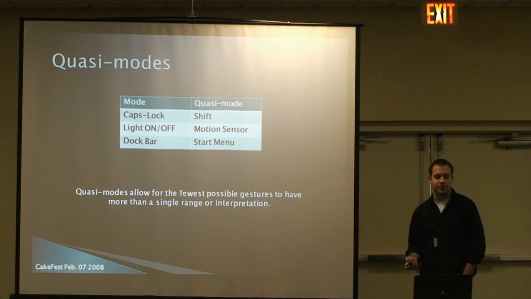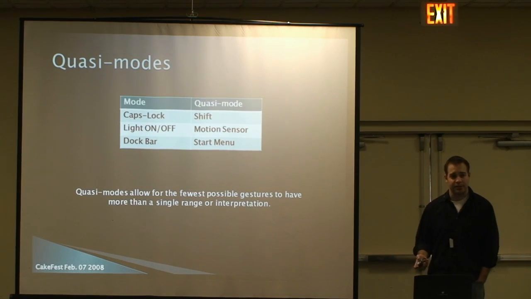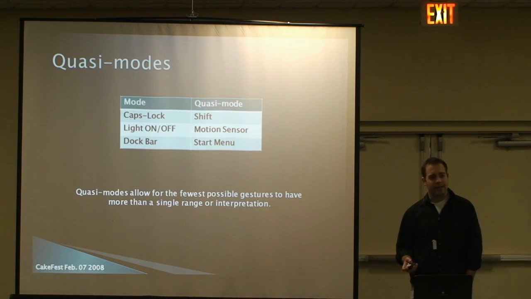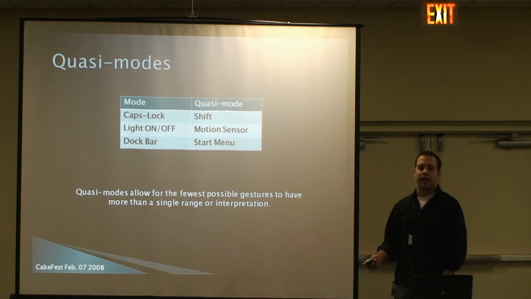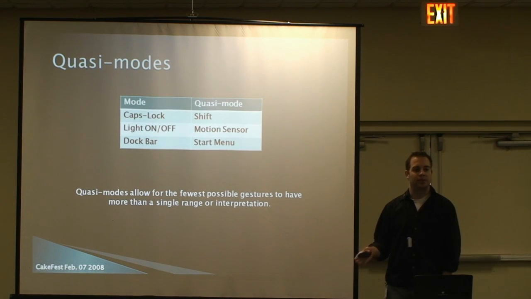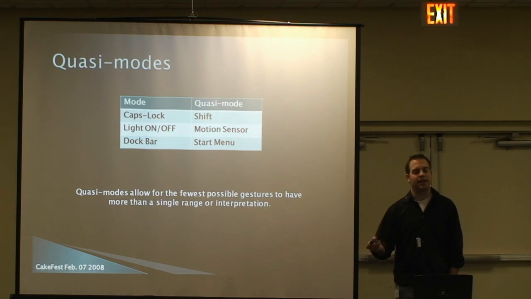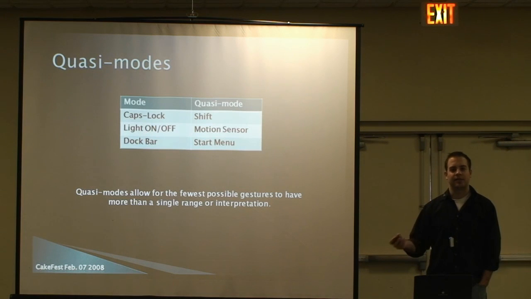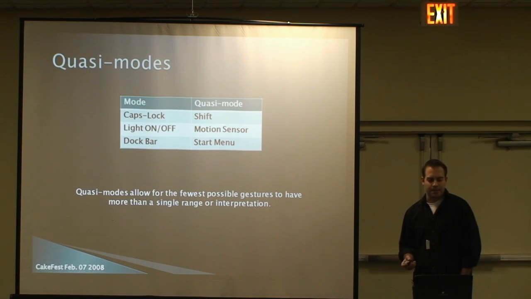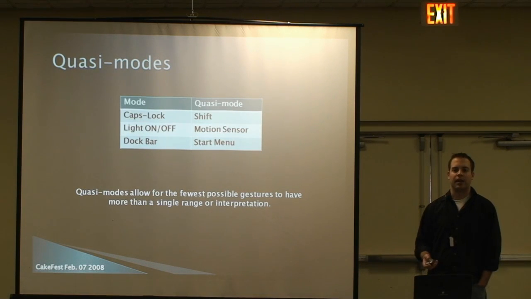Quasi-modes allow for the fewest possible gestures to have more than a single range or interpretation, which basically means that instead of changing the mode of your application and causing the user to wonder whether this will still submit the same way or change it, you temporarily change it for the sequential action that they want to do. Like shift, it shifts the next letter, but for the rest you don't have to worry about whether it's still going to be in capital letters. That's important when designing interfaces because it'll guide the user to learning habitual actions against your interface without being downtrodden by wondering what mode they're in.